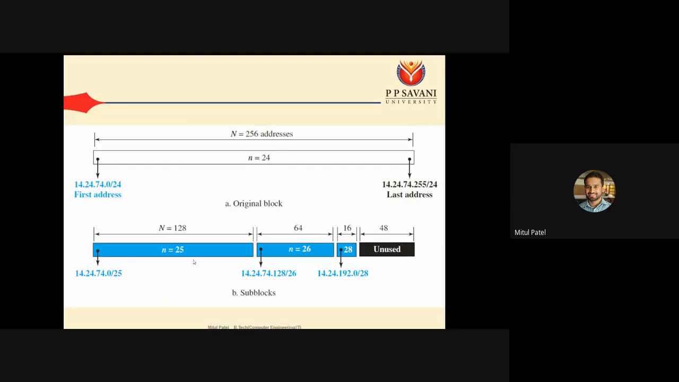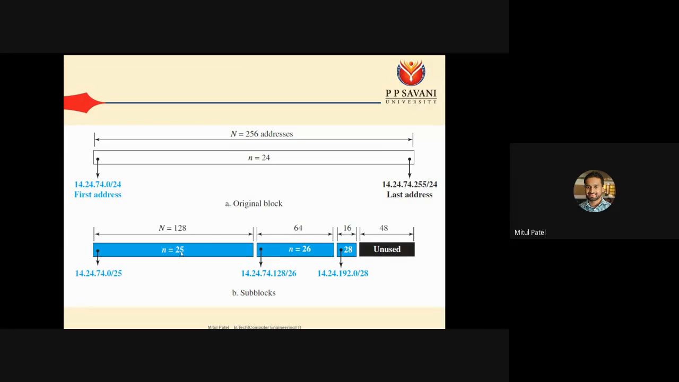Okay, so here we have the first subblock of 128 addresses, the second subblock of 64 addresses, and the third subblock of 16 addresses. And these 48 are unused. The total number of addresses is 256 and the mask is 24.